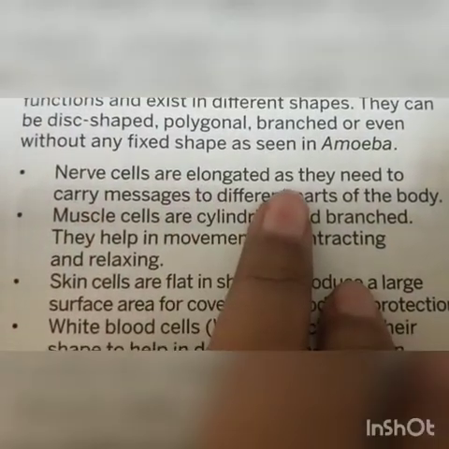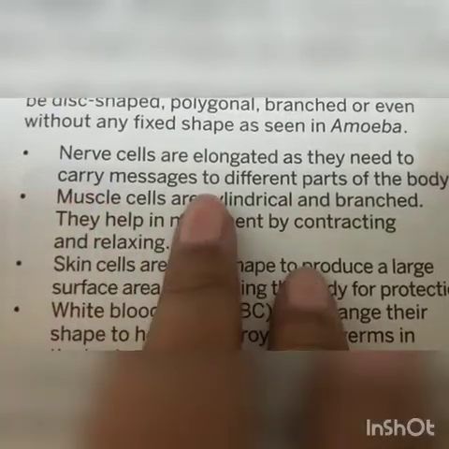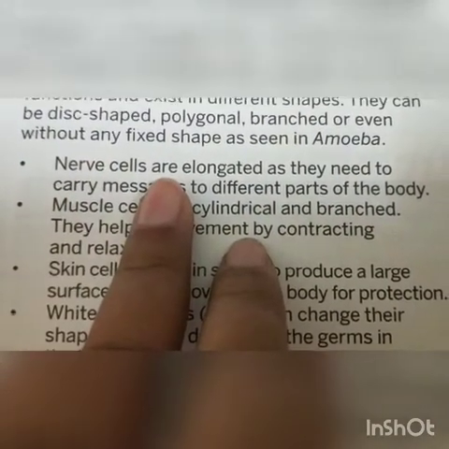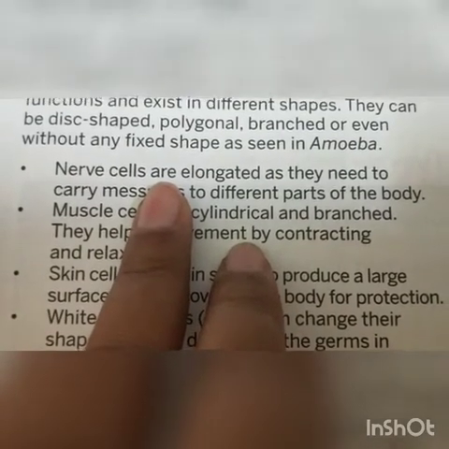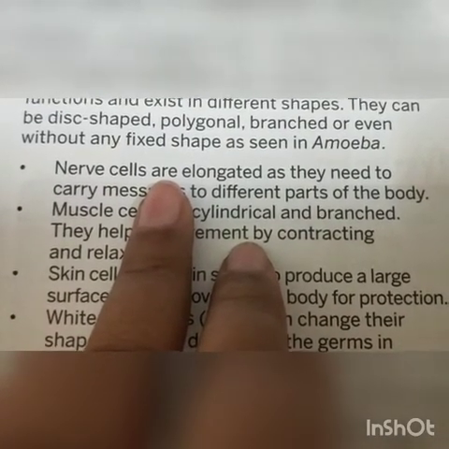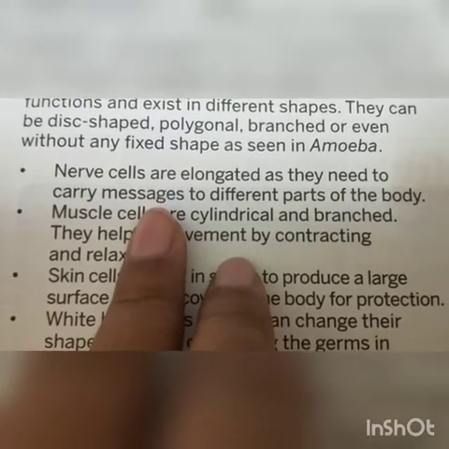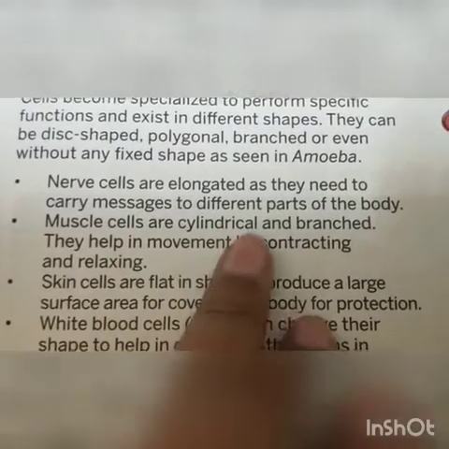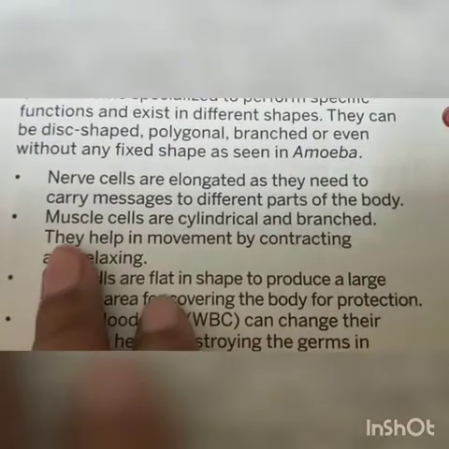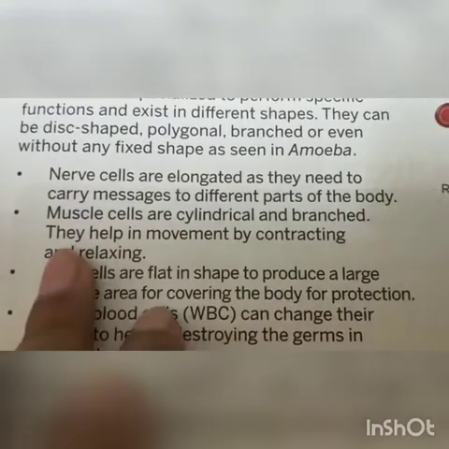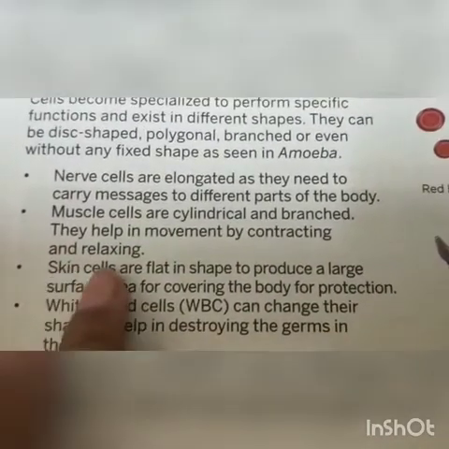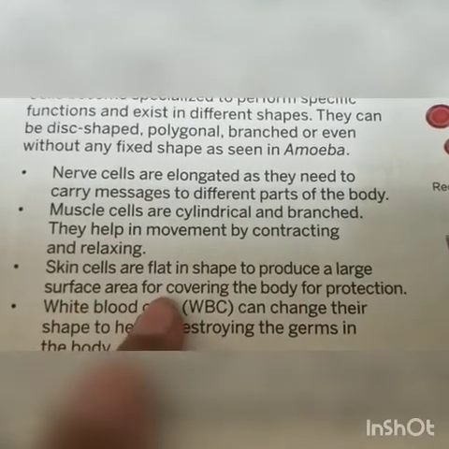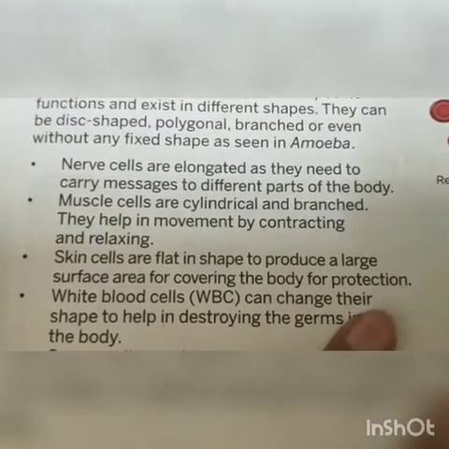Nerve cells are elongated as they need to carry messages to different parts of the body. So the nerve cell is elongated because it needs to carry messages to different parts of the body. Muscle cells are cylindrical and branched. They help in movement by contracting and relaxing. Skin cells are flat in shape to provide a large surface area for covering the body for protection.